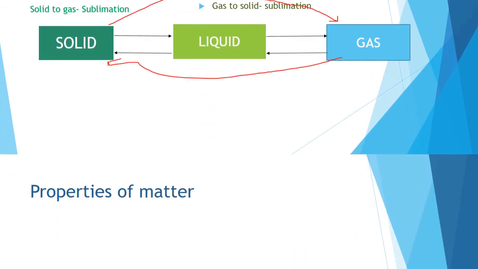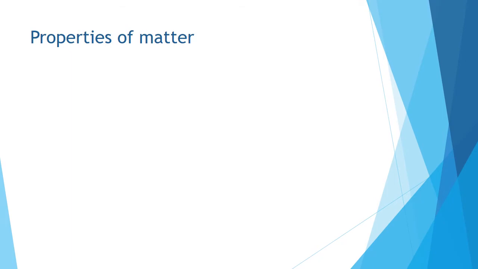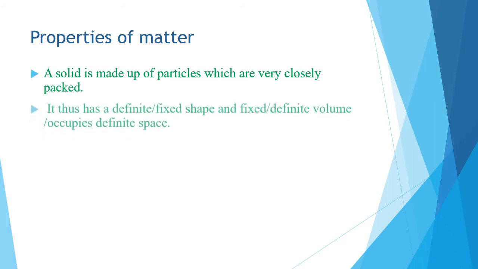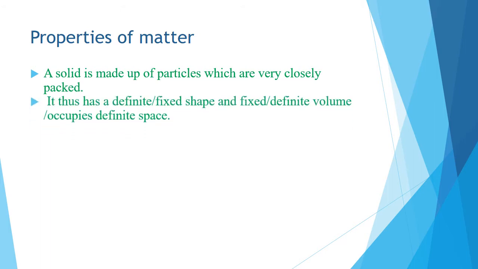Then let's move. We are going to study the properties of matter. As we defined earlier, matter is anything that occupies space and has mass or weight. So a solid is made up of particles which are closely packed. When we say they are closely packed, we mean that there are very strong intermolecular forces between its atoms or its particles. Then, if it has strong intermolecular forces, that means that it has a fixed or a definite shape, and it has a definite volume.